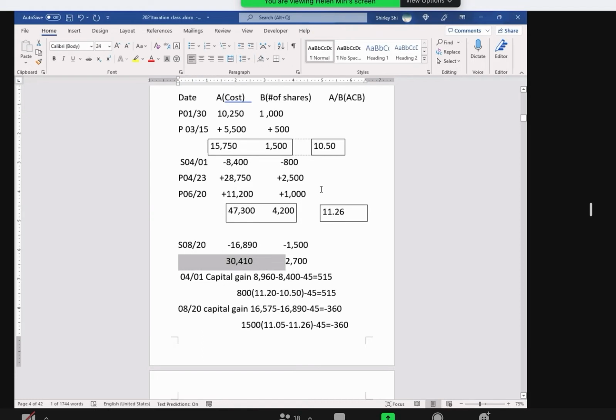Now it's done by computer. That's the easy way. They have a system. As long as you put that number there, okay, they will calculate for you. They automatically calculate for you.